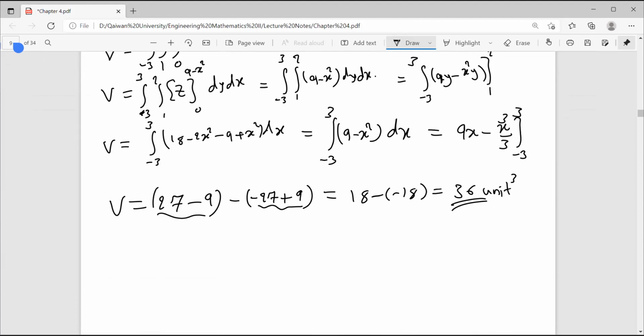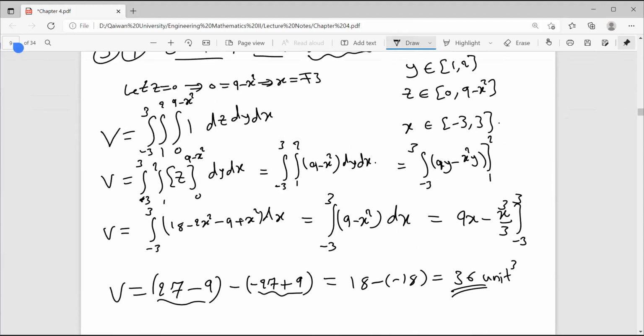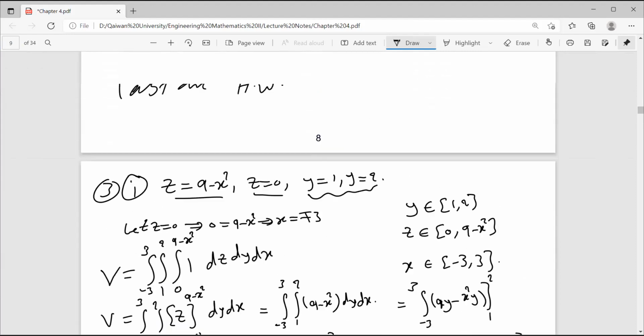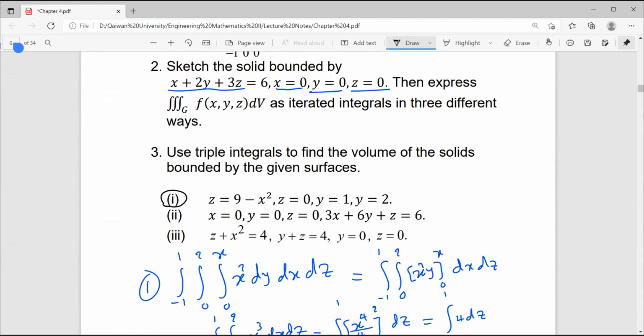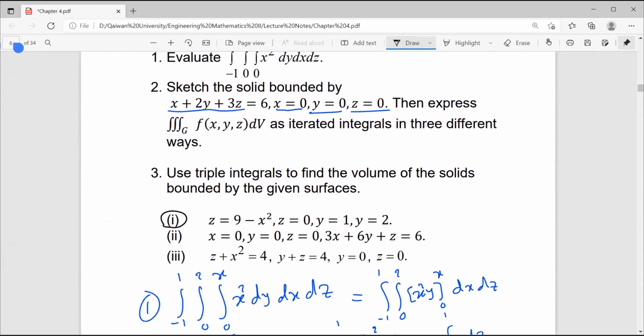Here, the important step is how to find the lower and upper limits. After doing that, the others are so easy. Just say integrations. Okay. That's for the first one. For the second one, we say find the volume of the solid bounded by x is 0, y is 0, z is 0, and 3x plus 6y plus z equals 6. It's the same as the above one.